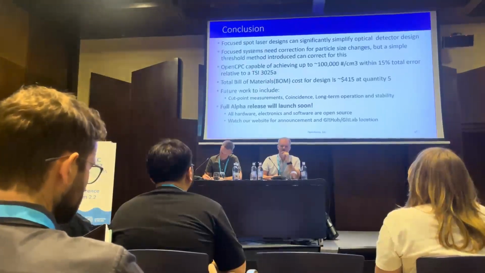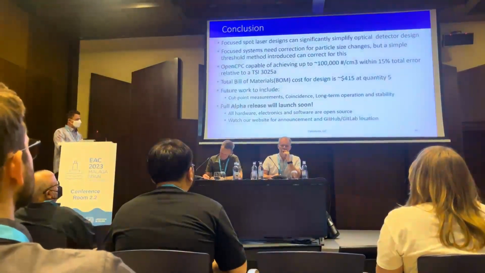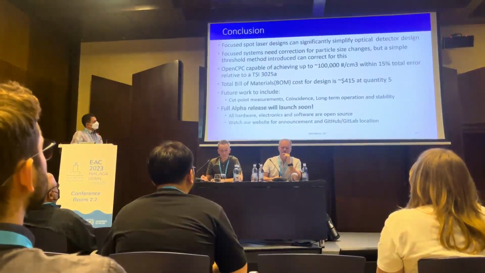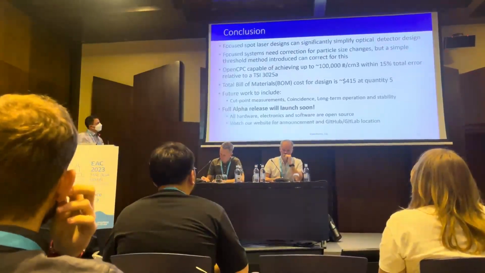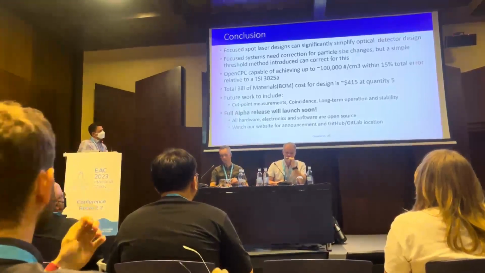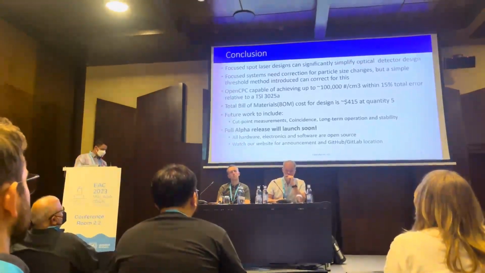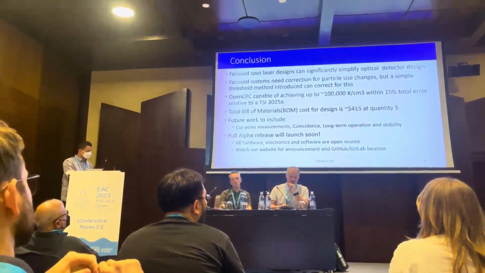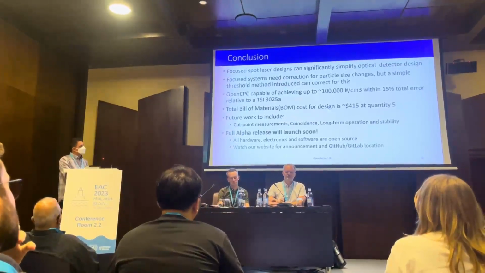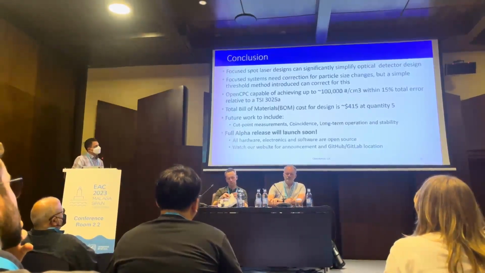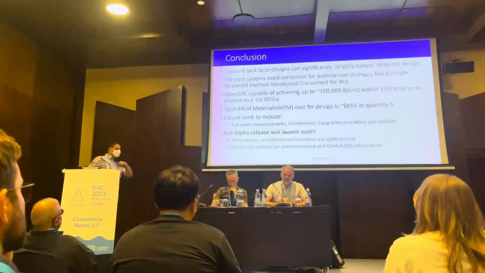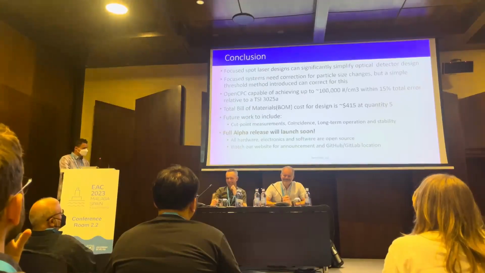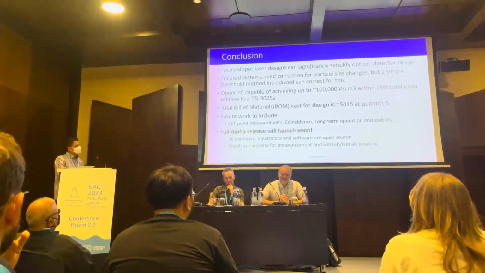The OpenCPC is capable of achieving up to about 100,000 particles per cc within 15% relative to a TSI 3025A. So the total cost to build everything that you saw came in at $415 at quantity 5. And future work in the space is going to include looking at Kepler measurements, coincidence, long-term operation stability, maybe some alternative working fluids like EMSL. That sounds pretty interesting. That's very cool. And we'll have our full alpha release launch soon.